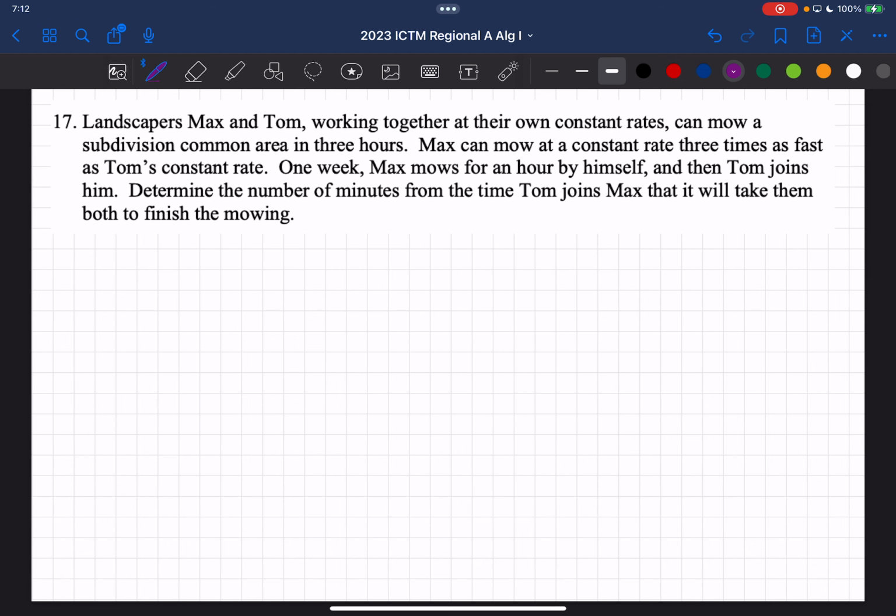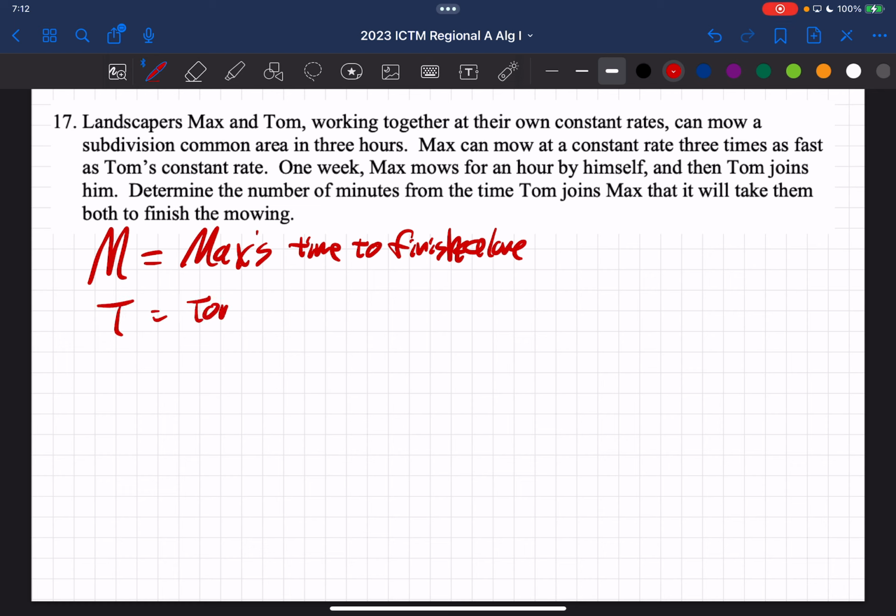Number 17, landscapers Max and Tom, working together at their own rates, can mow a common area in 3 hours. So that means that Max and Tom can do a third of a job in 1 hour. Now, Max can mow at a constant rate 3 times as fast as Tom's constant rate. All right. So let's say M is Max's time to finish alone. And let's say T is Tom's time to finish alone.